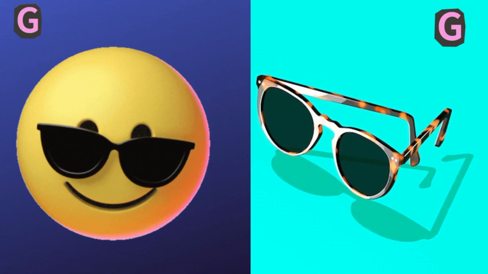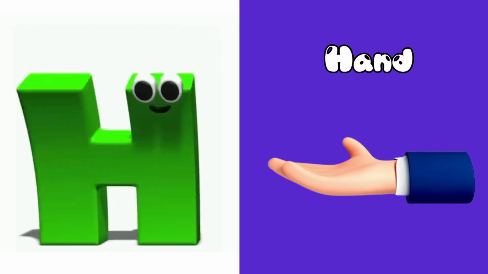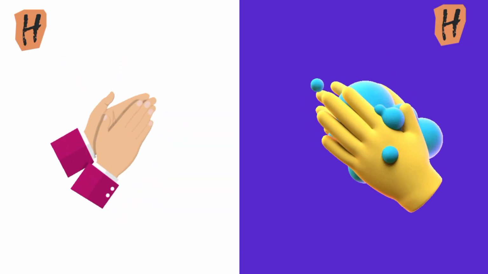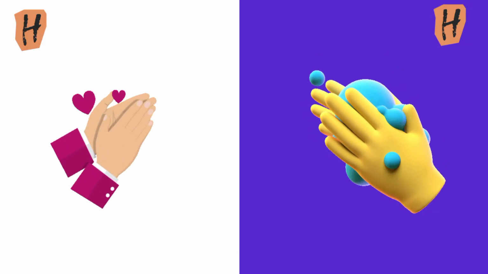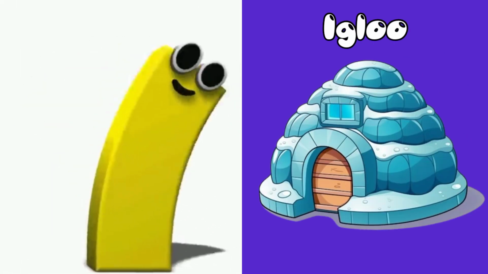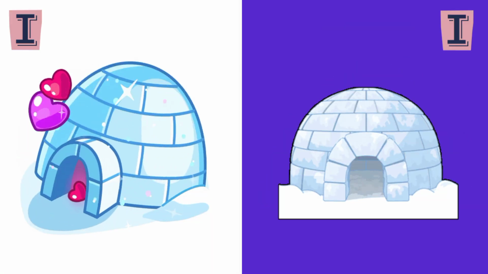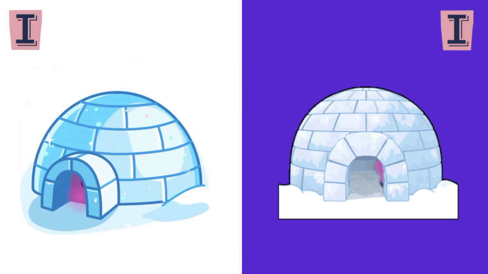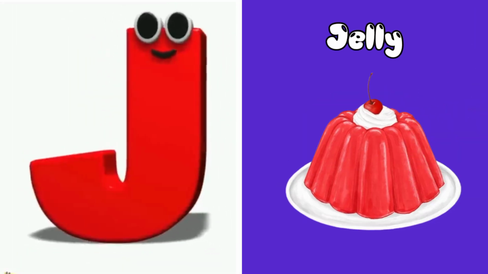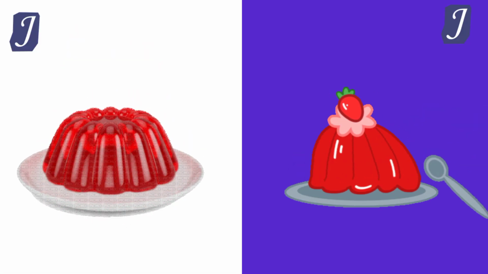G, glass. H is for hand. Hand, hand. H, hand. I is for igloo. Igloo, igloo. I, igloo. J is for jelly. Jelly, jelly. J, jelly.